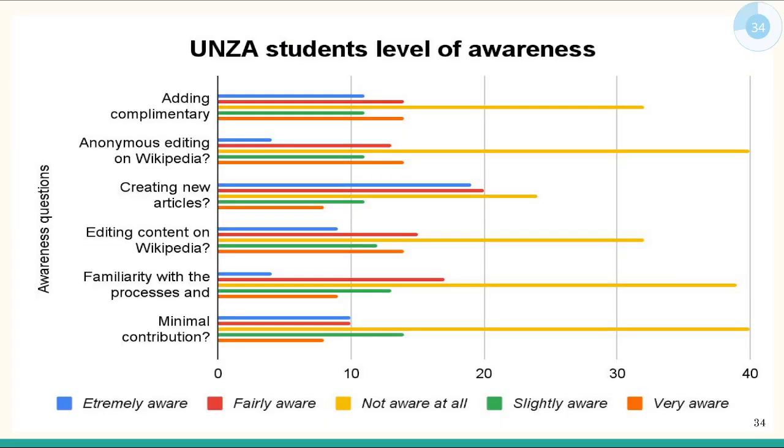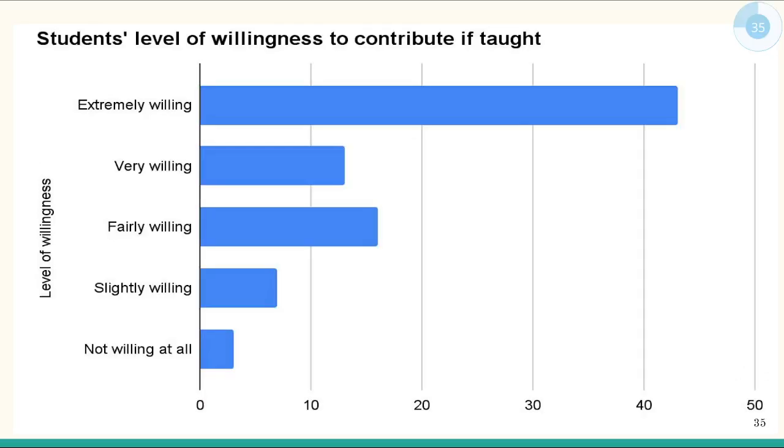So this is the visual representation of the UNZA students' level of awareness, and this is the visual representation of the students' level of willingness to contribute content to Wikipedia if taught.